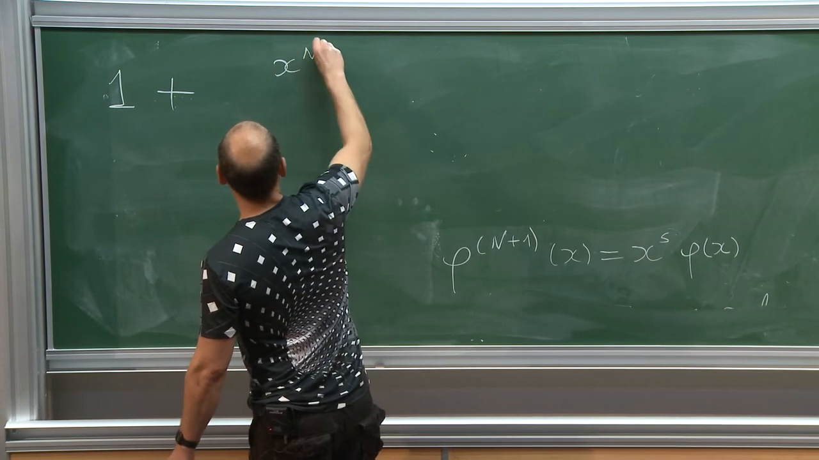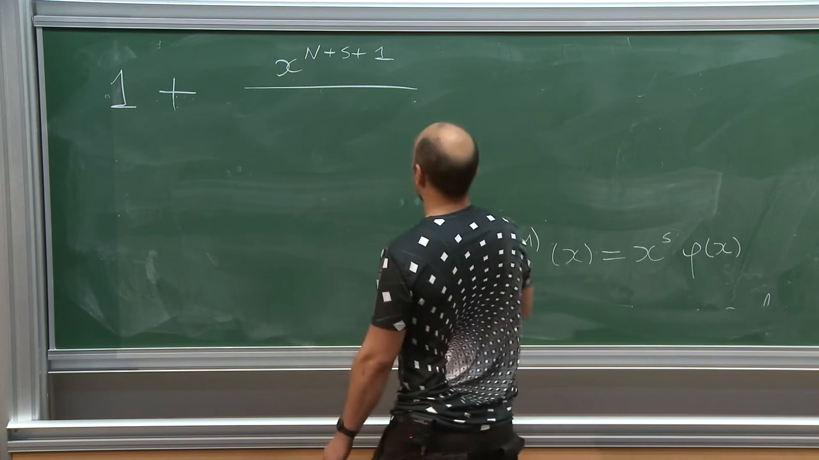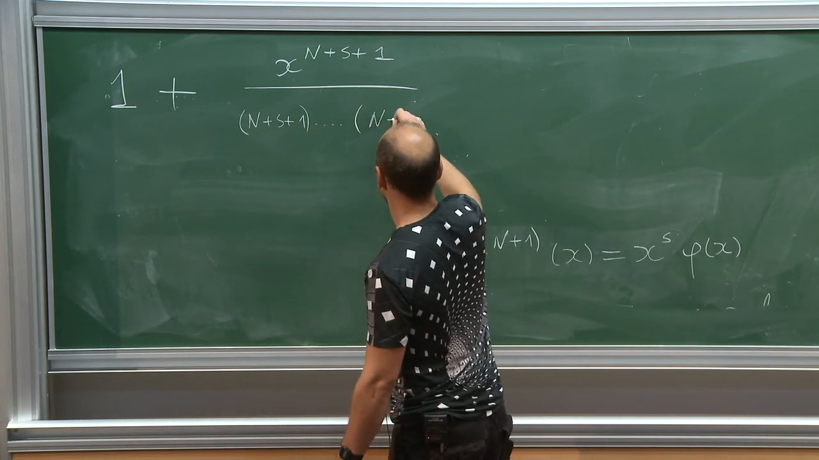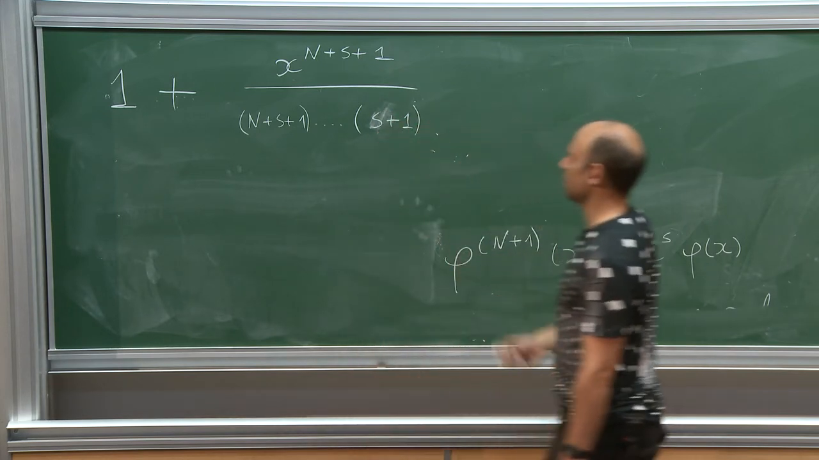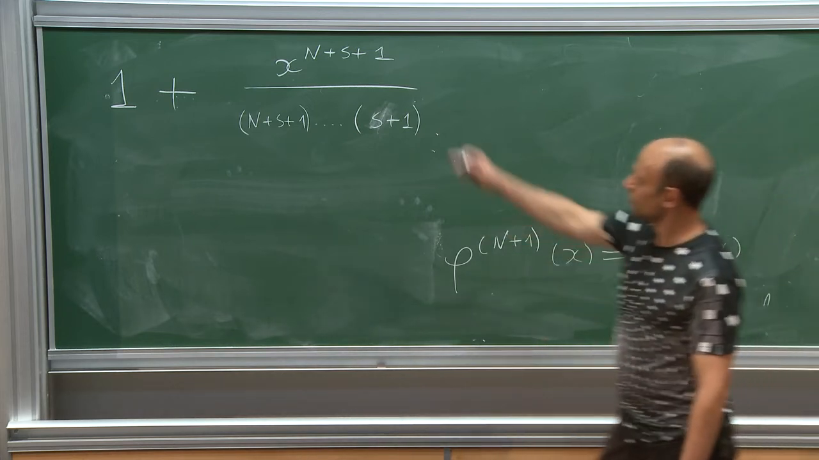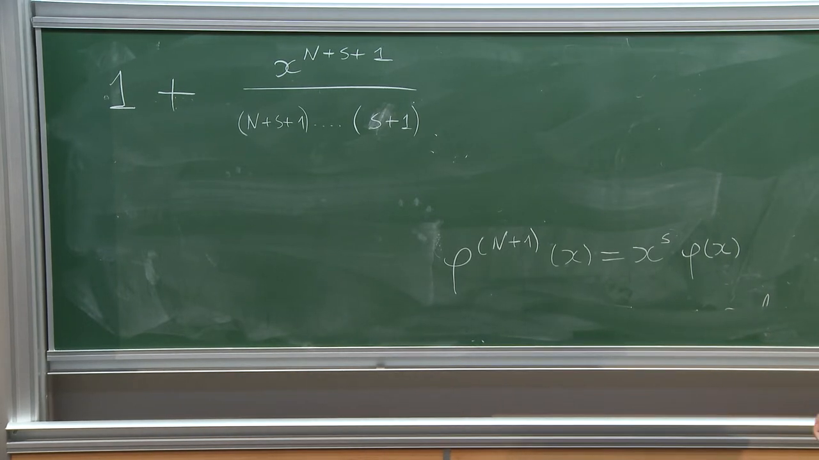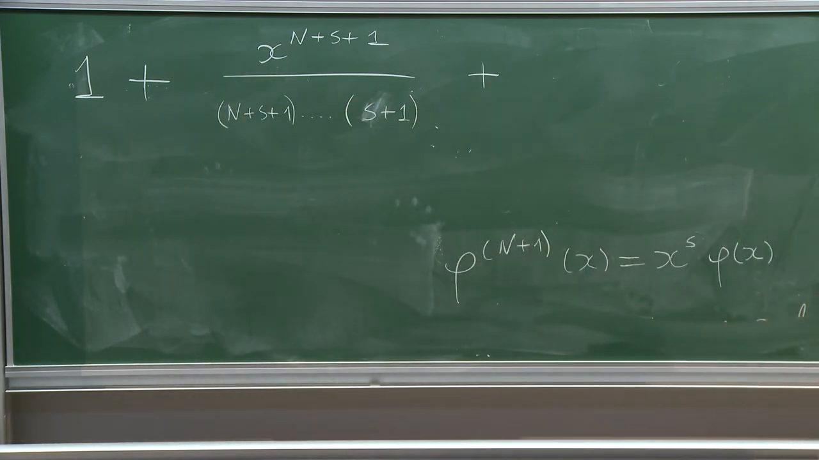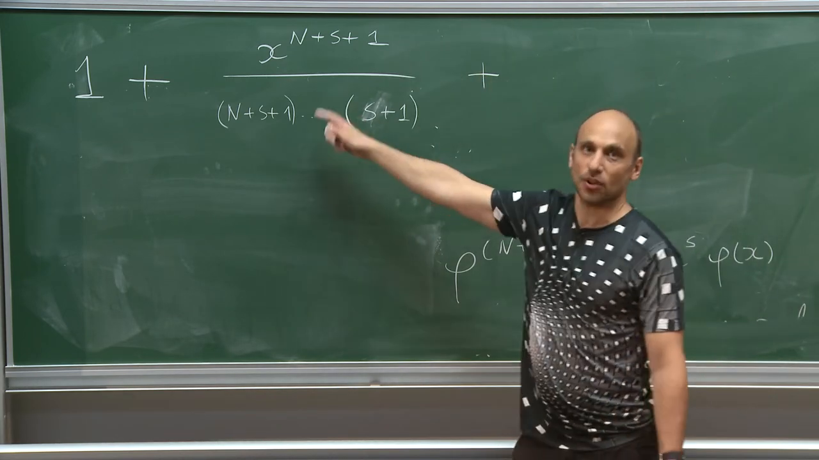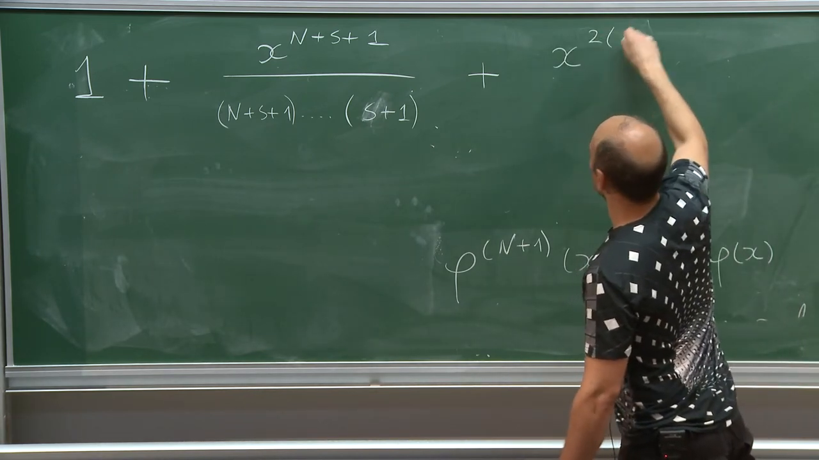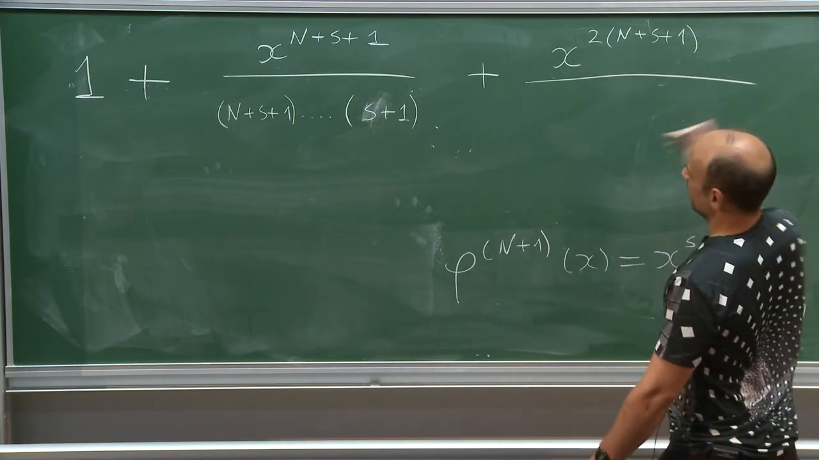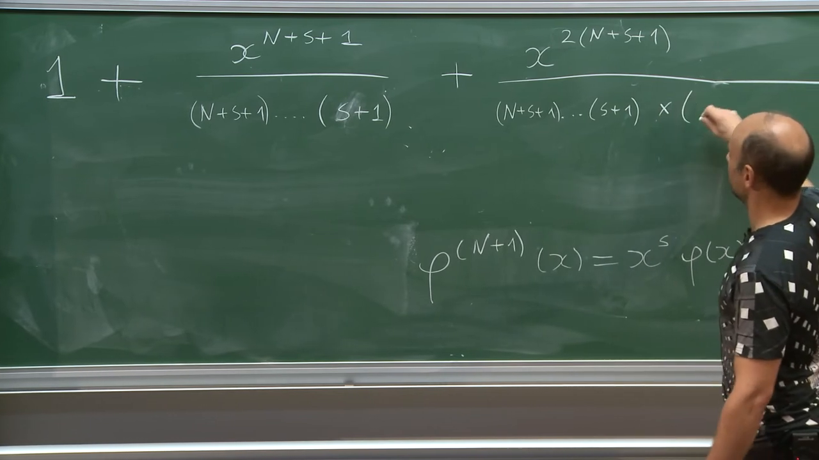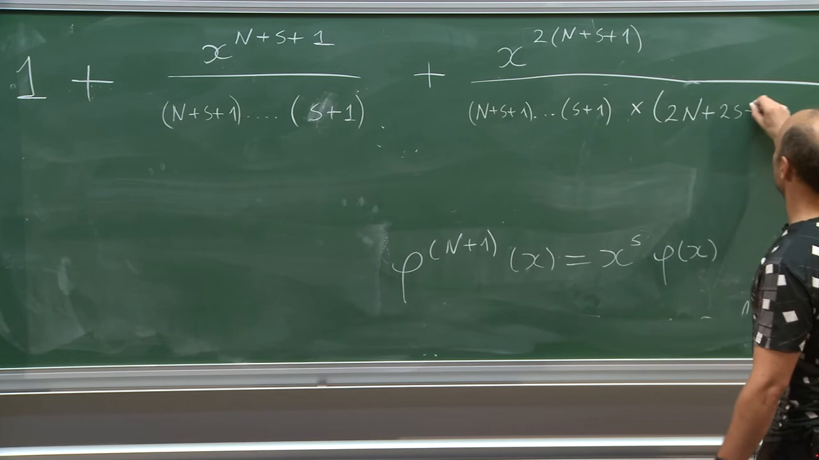So I write x to the power n plus s plus 1 divided by n plus s plus 1, and I stop at s plus 1, I guess. Something like that. Right, so if you differentiate this n plus 1 times, you get x to the s. And this is x to the s times 1. Then I write the next term so that its derivative is equal to this term multiplied by x to the power s. So this will be x to the power 2 times n plus s plus 1. And then I rewrite all these. And I add some more. So 2n plus 2s plus 2.